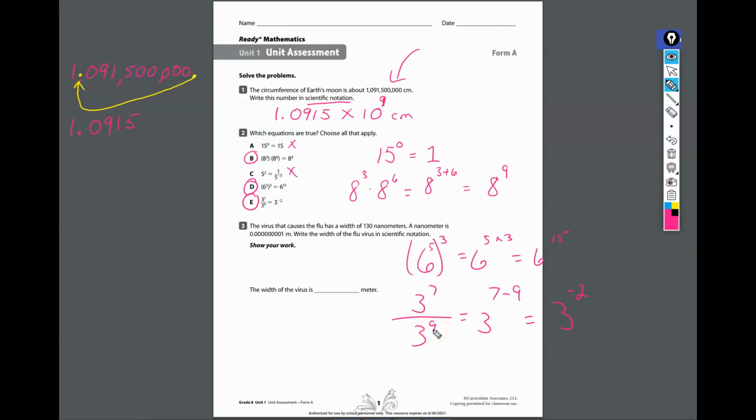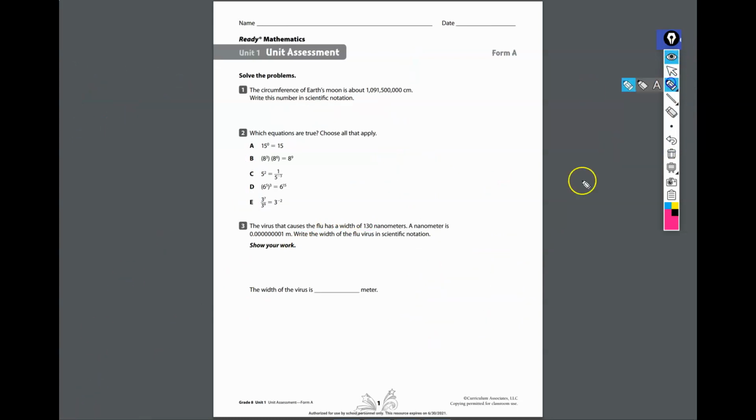Number 3, the virus that causes the flu has a width of 130 nanometers. A nanometer is about this amount. It's very small. Write the width of the flu virus in scientific notation. So this is 1 nanometer. We need to multiply it by 130. Since we've been talking about multiplying powers with the same base, let's change both of these into scientific notation.